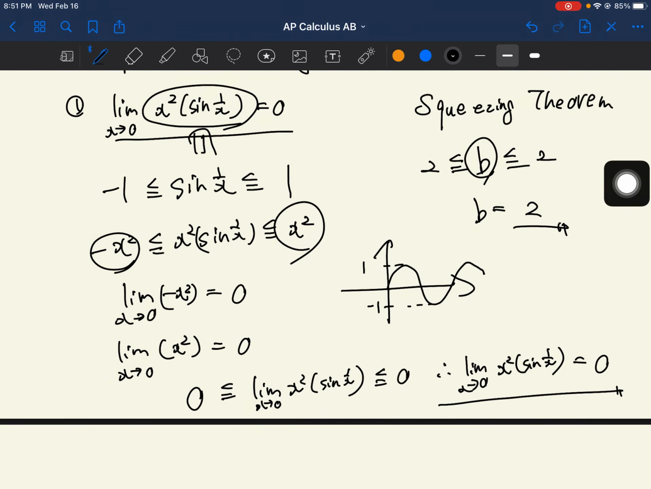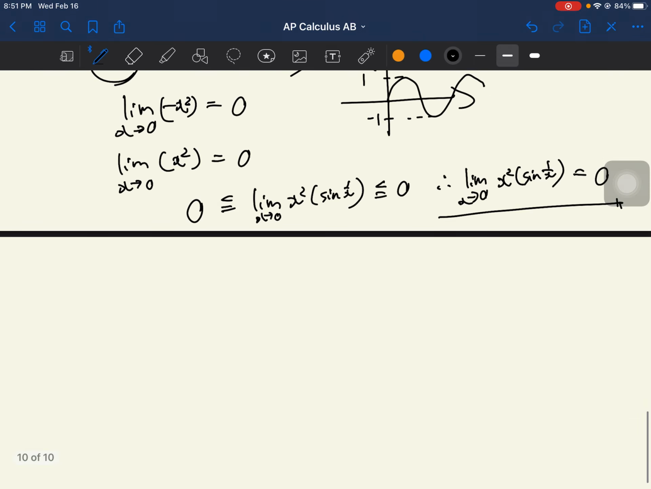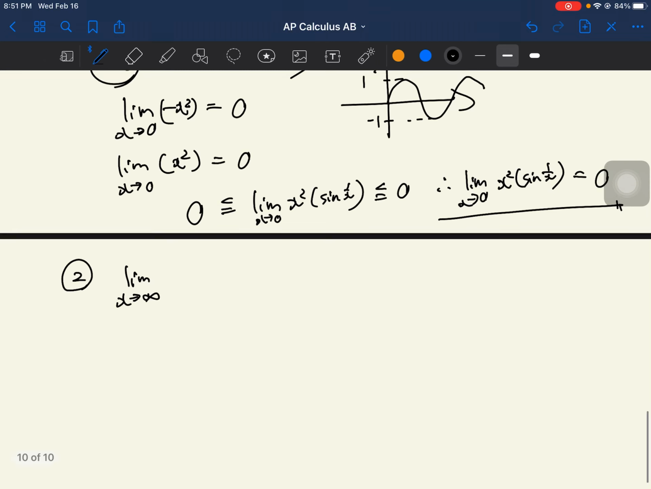Okay, so let's work on one more question. The question is: the limit as x approaches infinity of sine x over x is equal to 0. So let's use the squeezing theorem again.